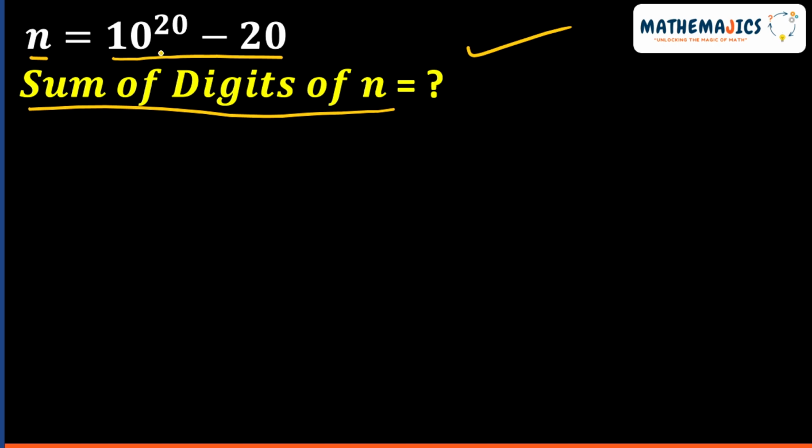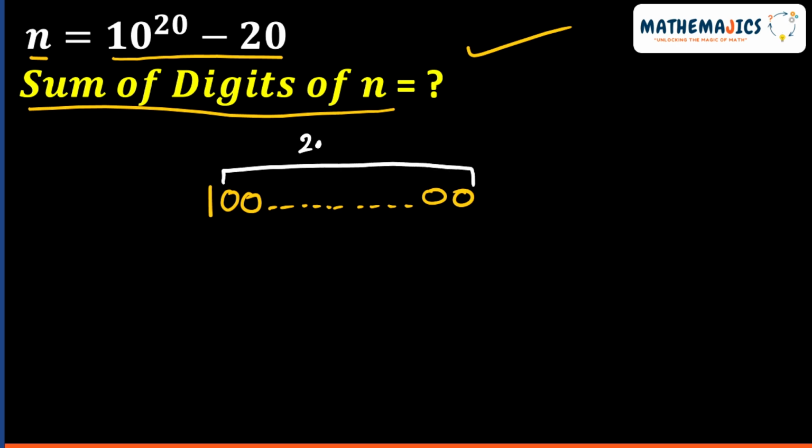So first of all, what is 10 raised to power 20? 10 raised to power 20 is 1, and we will be writing how many zeros? We will be writing these zeros 20 times. How many zeros are there? There are 20 zeros. Yes, and we need to subtract 20 from this huge number.